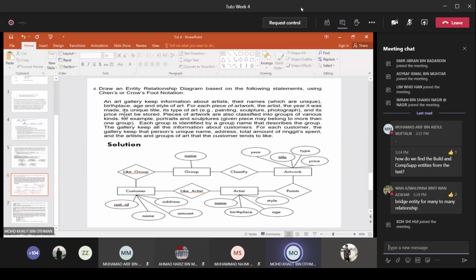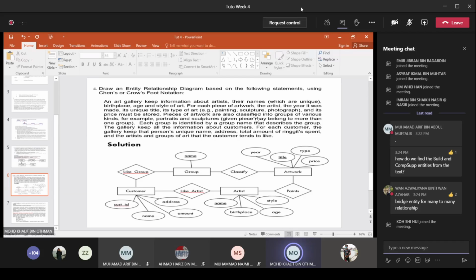And then the statement is about an art gallery. This is a database owned by an art gallery. In the art gallery, key information is kept about artists: their name, which is unique, birthplace, age, and style of art. For each piece of artwork, the artist, the year it was made, its unique title, its type of art, for example a painting, a sculpture, or a photograph, and its price must be stored. So for artwork, we have several attributes that must be stored in the artwork table.